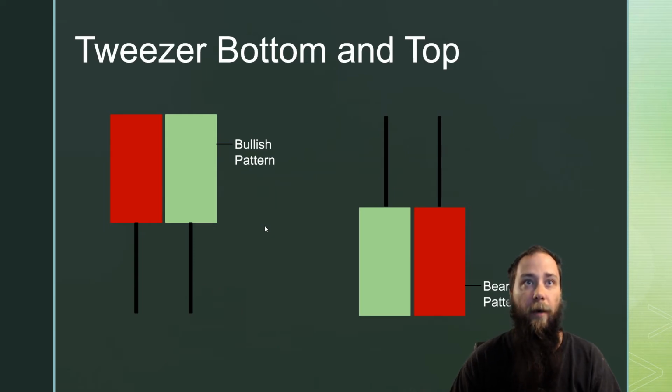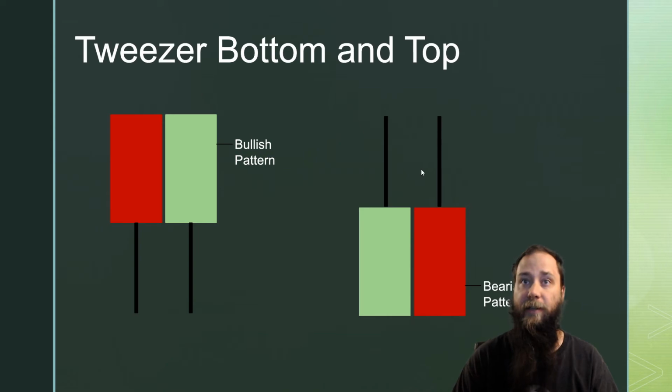Tweezer bottom and top. Okay, so we have an open up here, price went all the way down, and then closed right here. So that's a rejection of lower prices. Opened right here, price went all the way down again, but then closed up top. Okay, so that's a double rejection, two times rejection of lower prices. This is a very strong bullish pattern. This is very strong. It means rejected prices happen twice.